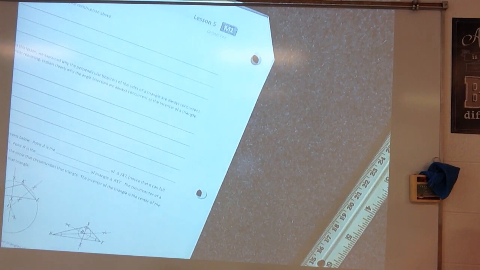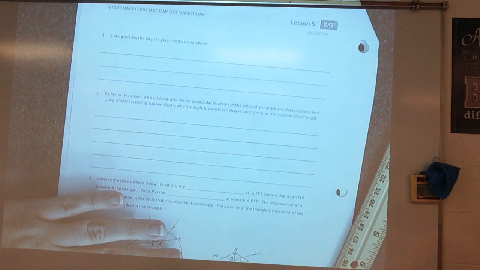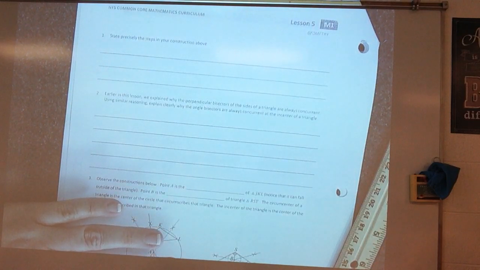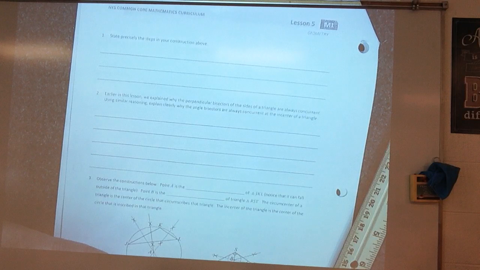Earlier in this lesson, we explained why the perpendicular bisectors of the sides of a triangle are always concurrent. Using similar reasoning, explain clearly why the angle bisectors are always concurrent in the incenter. So any point on the angle bisector is equidistant from the rays forming the angle. Therefore, since point Q is on the angle bisector of angle ABC, then it's equidistant from BA and BC. Okay?